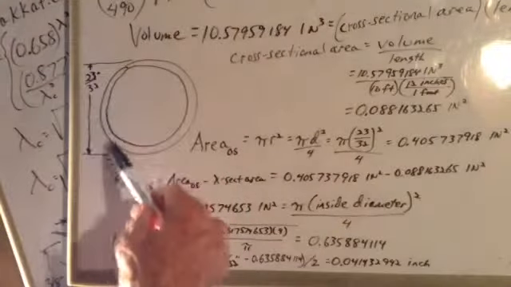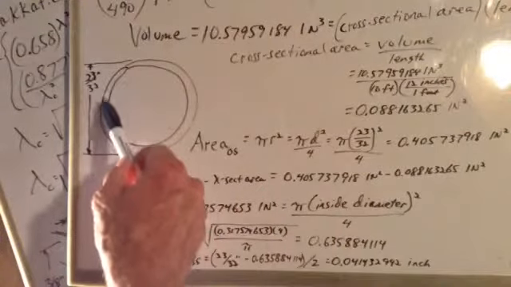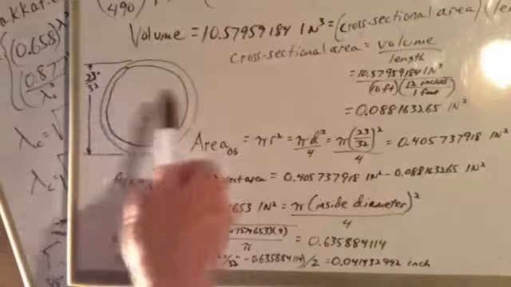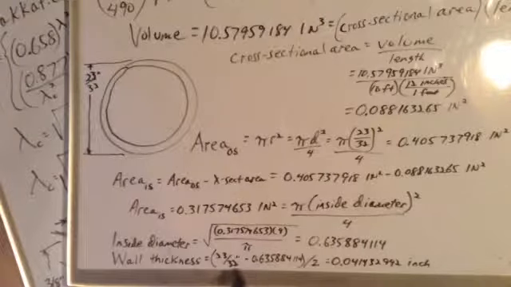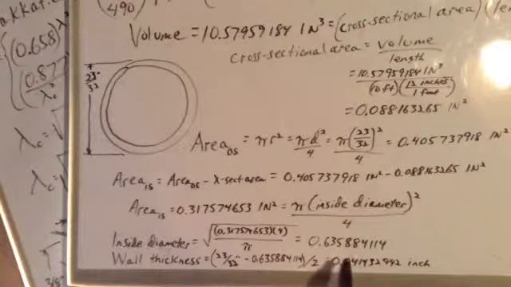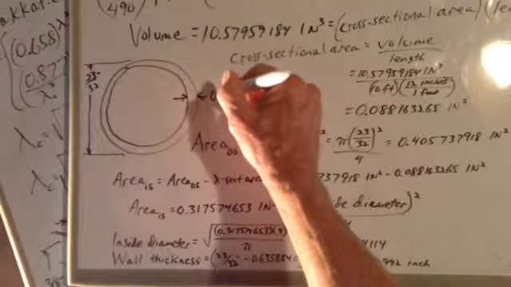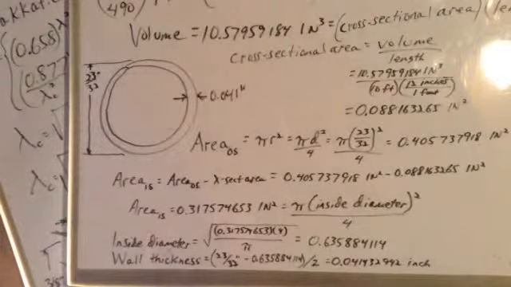We know our outside diameter minus our inside diameter equals the thickness of that wall plus the thickness of that wall. So one wall thickness equals outside diameter minus inside diameter, divided by 2. That equals 0.0414, or 41 thousandths of an inch, is our wall thickness.